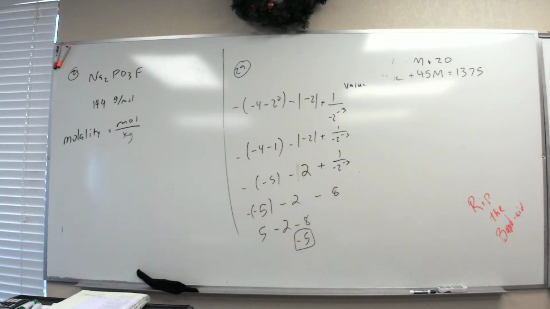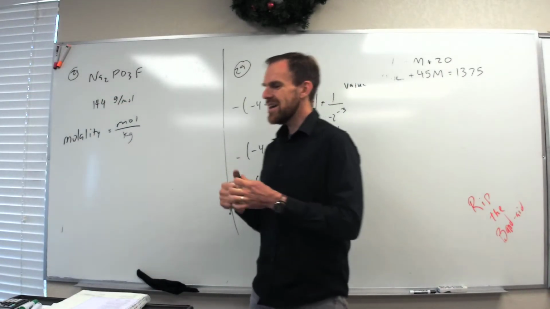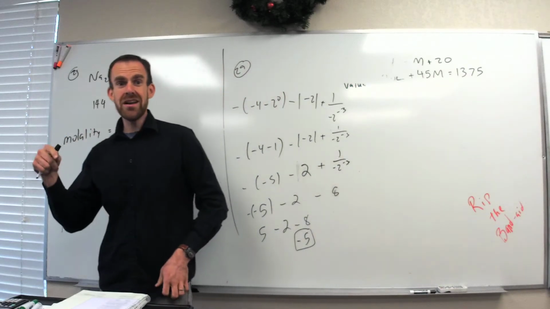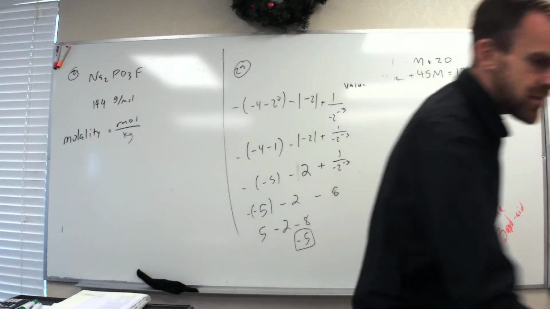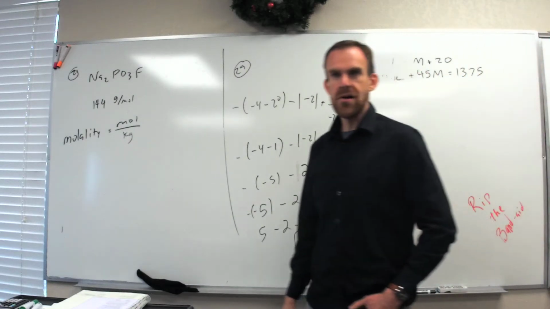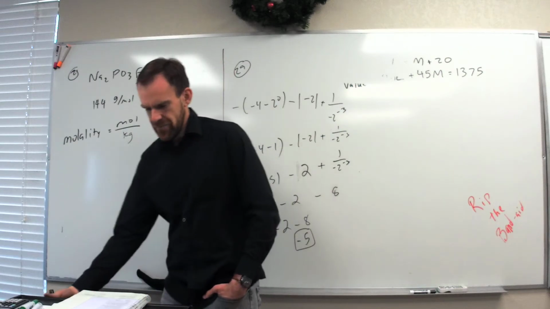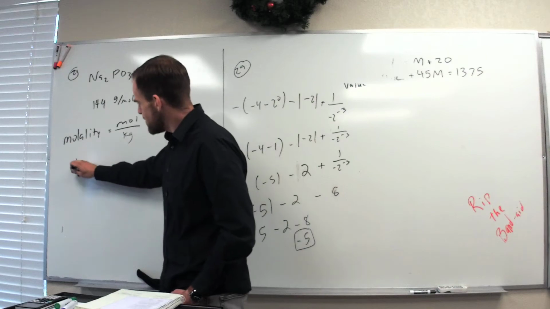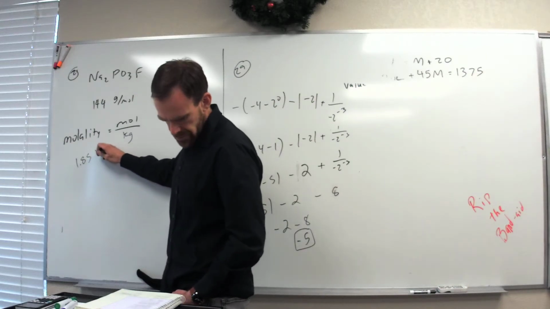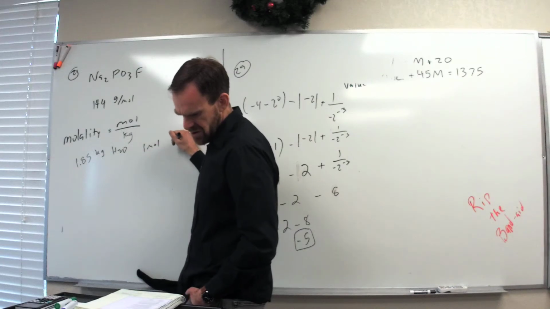All right, awesome. Cool. Molality, moles per kilogram. Okay? Molarity, moles per liter. Molality, moles per kilogram. Right? All right, so 1.85 kilograms of water and 1 mole of sodium monofluorophosphate.